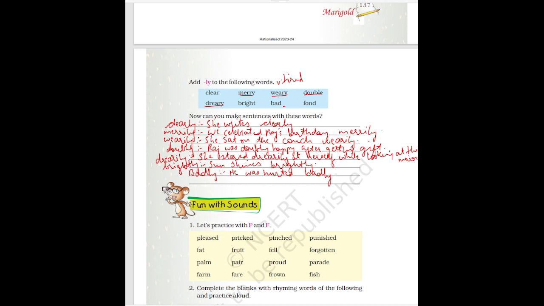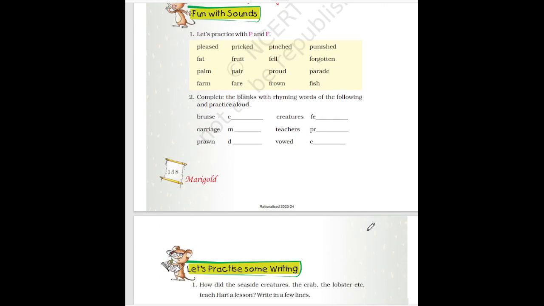Then next is fond. Fond means when you like something, that is fond. When you are very much interested, you can say I am very much fond of. So you can write, I am fond of ice creams. That means you like ice creams very much. Any easy sentence you can make by your own.